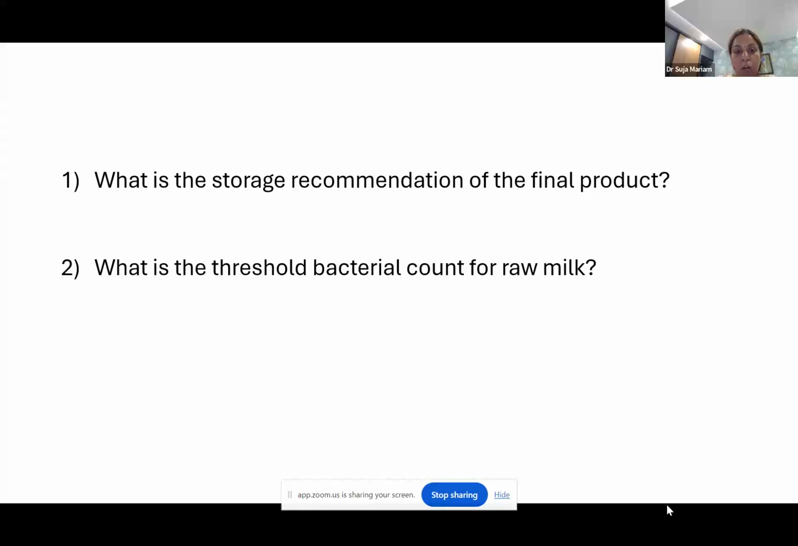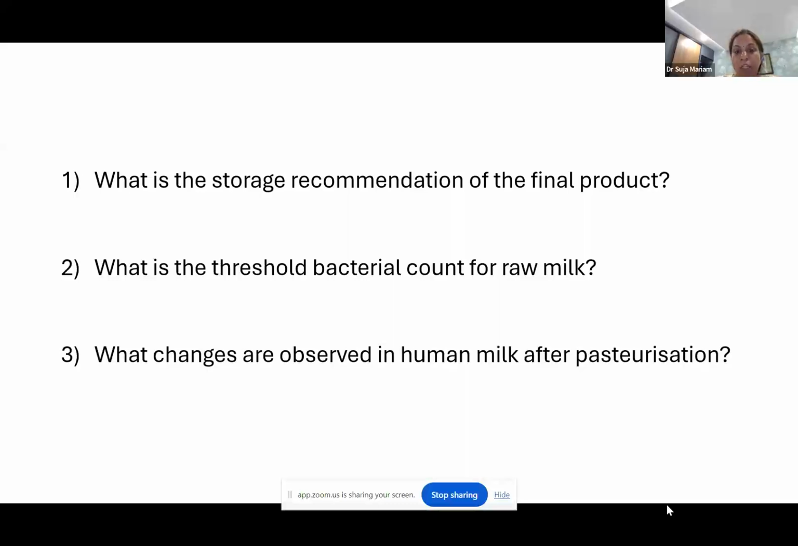The second question is, what is the threshold bacterial count for raw milk? And the third question is, what changes are observed in human milk after pasteurization? I want to specifically know what is lost in breast milk after pasteurization.